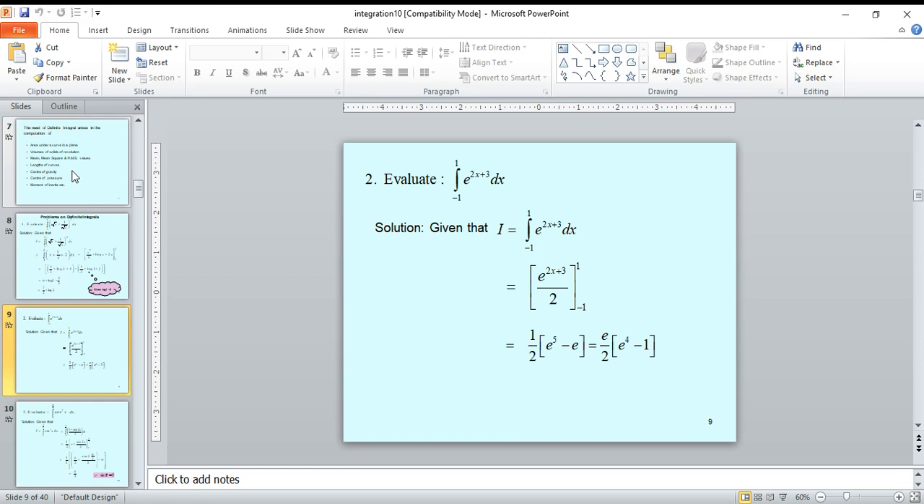So take out 1 by 2 as common, 1 by 2 into, apply the upper interval in place of x, e power 2 into 1 plus 3, which is 5, so e power 5, minus e power 2 into minus 1 plus 3, which is just 1, so e power 1. That equals, taking out e as common, e by 2 into e power 4 minus 1.